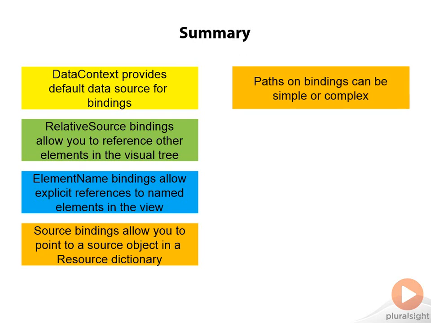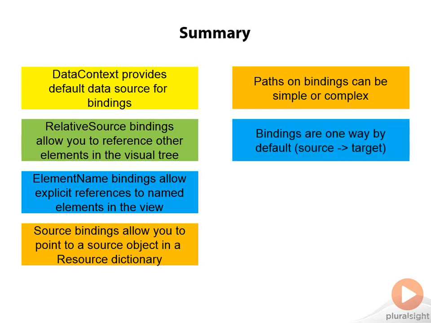Next, we looked at property paths in a little more detail, and we saw that there are a number of forms it can take on. You can have a simple property name on the source object. You can have a dot, which means the whole source object. You can exclude the path, which means the same as the dot, or you can have a complex path that starts with a property name on the source object, but then dots down through an object hierarchy, even indexing into arrays as part of that path syntax.